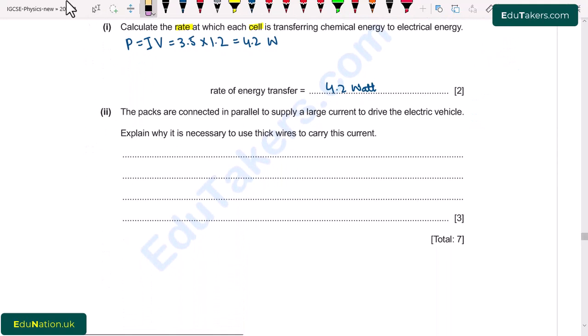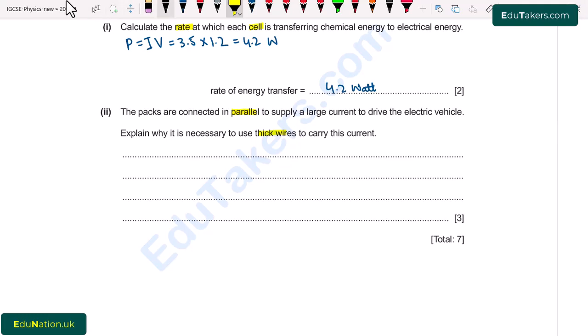Part 3. The packs are connected in parallel to supply a large current to drive the electric vehicle. Explain why it is necessary to use the thick wire to carry this current. So, they are using thick wire to carry this current. Why do we use the thick wire?